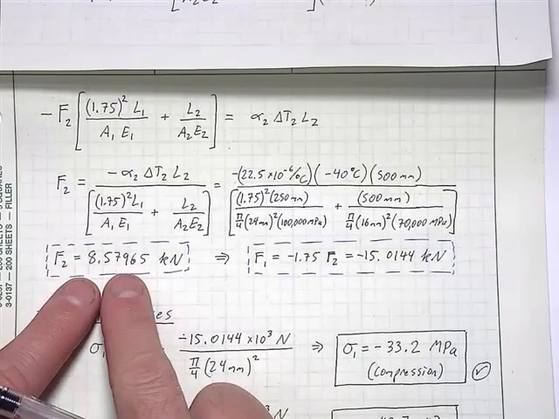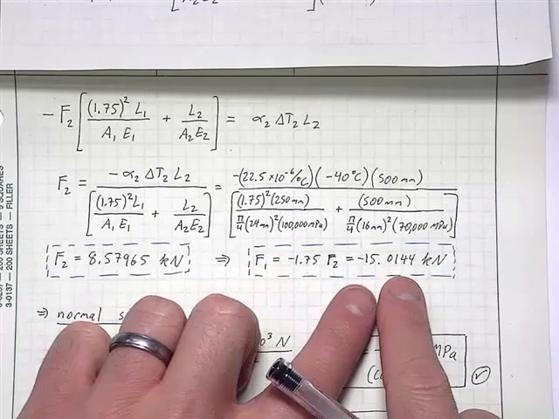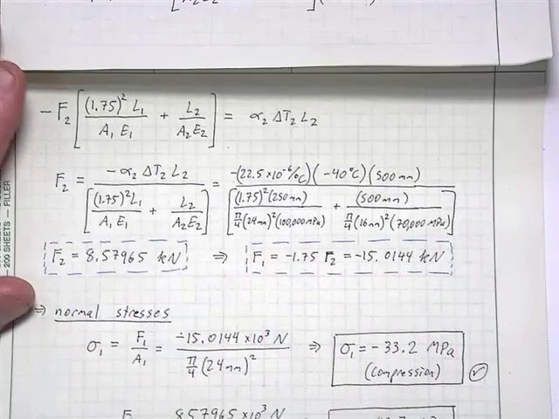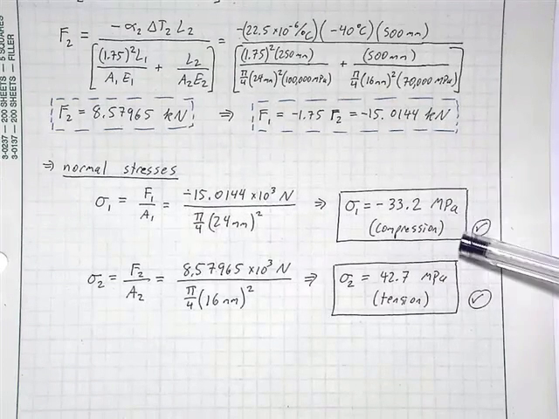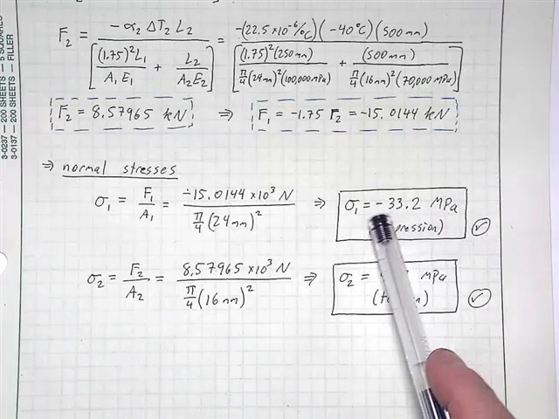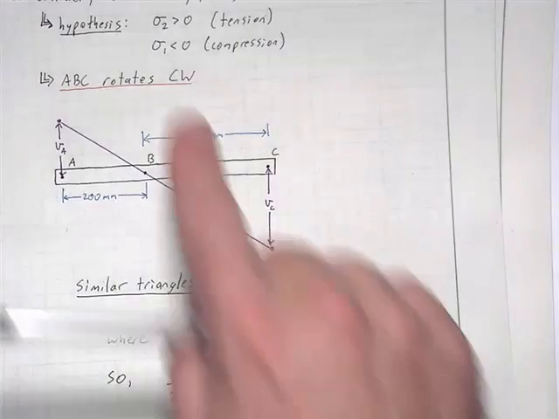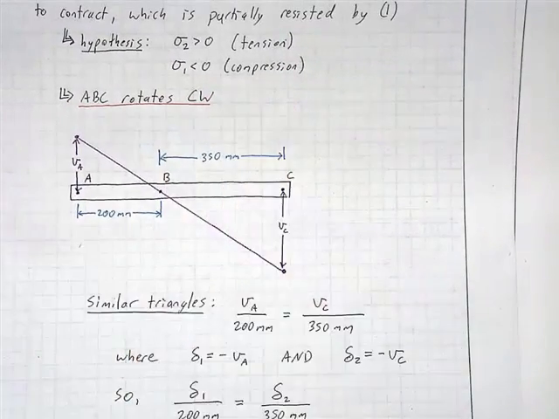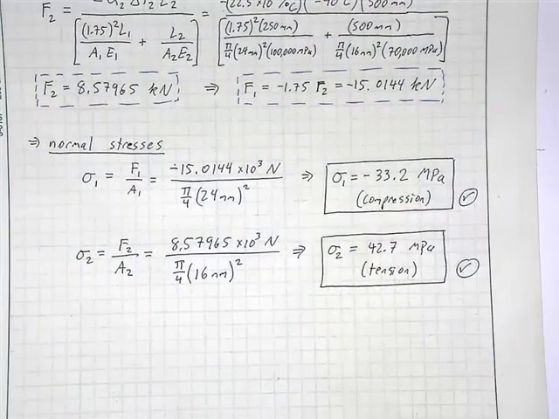It turns out to be 8.58 kilonewtons, and then you can go back to equilibrium to determine F1, which is about minus 15 kilonewtons. Once we have our internal forces, we can determine normal stresses by dividing by the cross-sectional area, which is probably the easiest part of this problem. And here we have the normal stress in 1 is minus 33.2 megapascals in compression. That matches our hypothesis from before, that member 1 would be in compression, and we find member 2 in tension, which also matches our hypothesis that I discussed earlier.